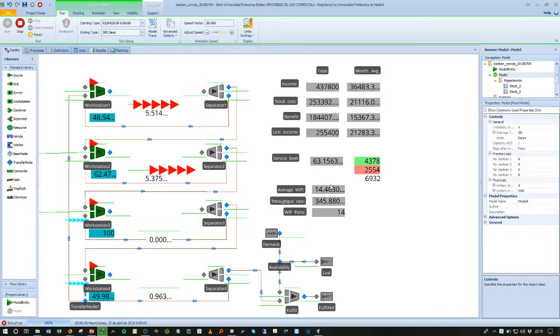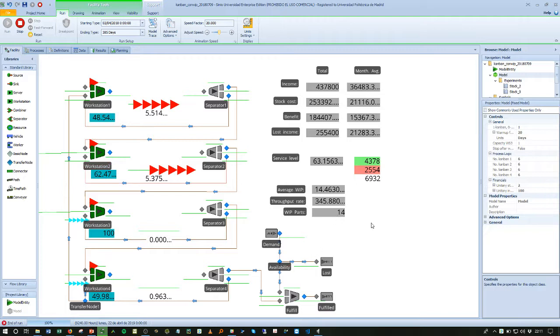And we also have information about the average WIP, which means the average number of products we had in our system. Okay, in this case is 14, and the throughput rate. Okay, this is the production rate we have. And finally, we have the WIP parts right now, not the average. So if we do the calculation, we will have these final products of these stations. Okay, we have 5, 5, 10, and 1 in each of the workstations. That's why we have these 4.